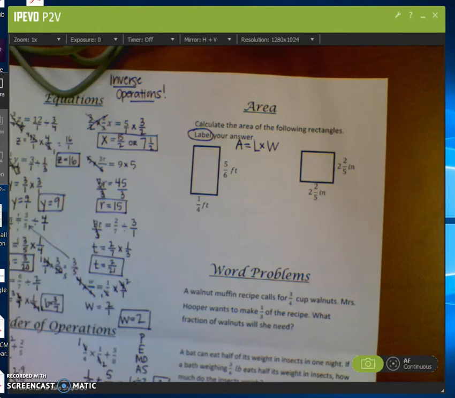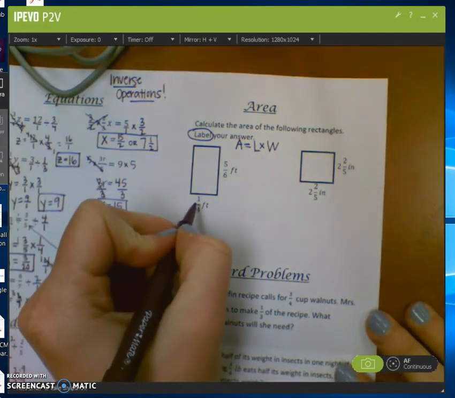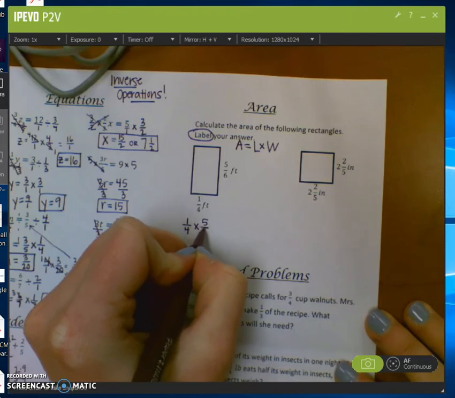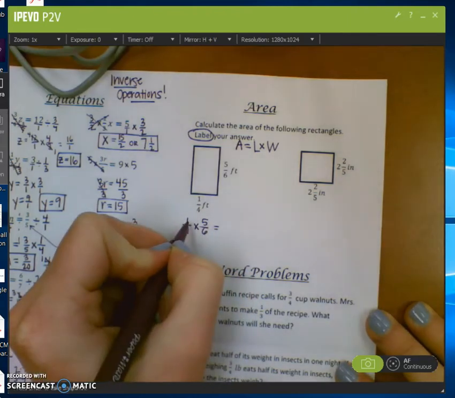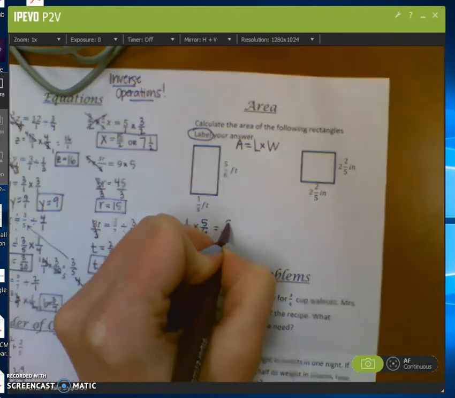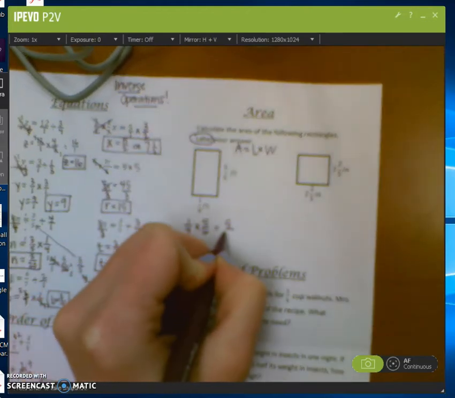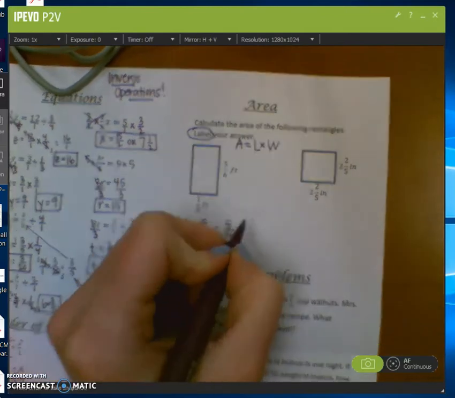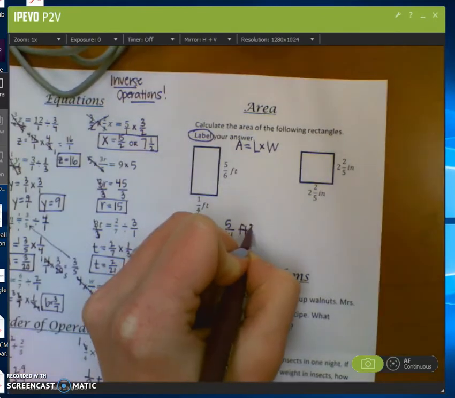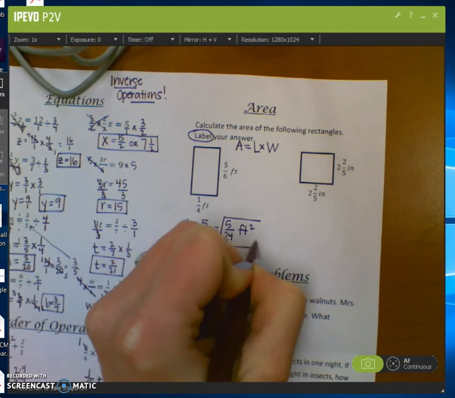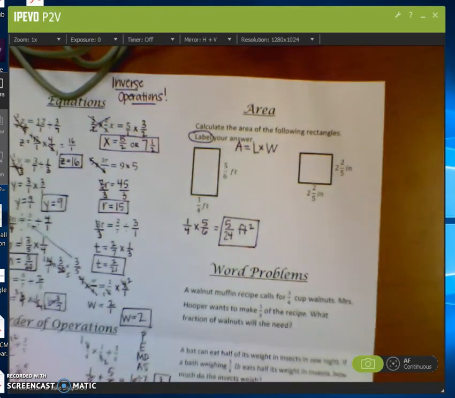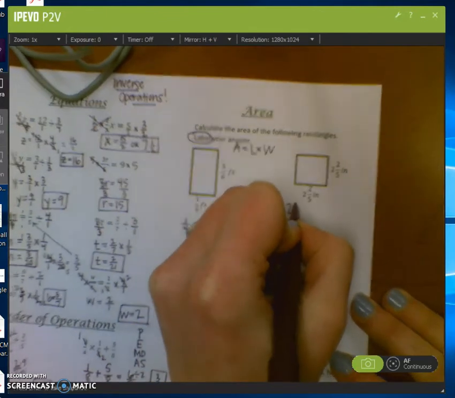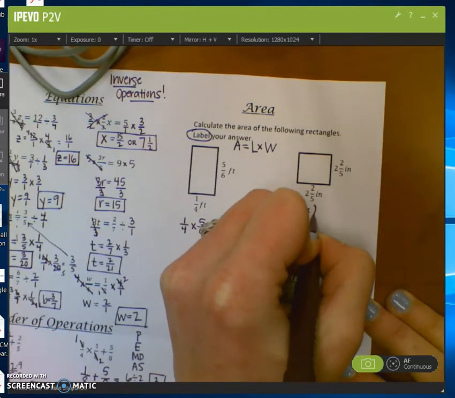So, this very first one is 1/4 times 5/6. When I write that out, there's nothing to cross reduce, so I'm going to come straight across. 1 times 5 across the top is 5. 4 times 6 is 24 in my denominator. 5/24 is in simplest form, so I add a label of feet squared for area, and I'm already done with that very first problem. This second problem has mixed numbers, so I'm going to do 2 2/5 times 2 2/5.